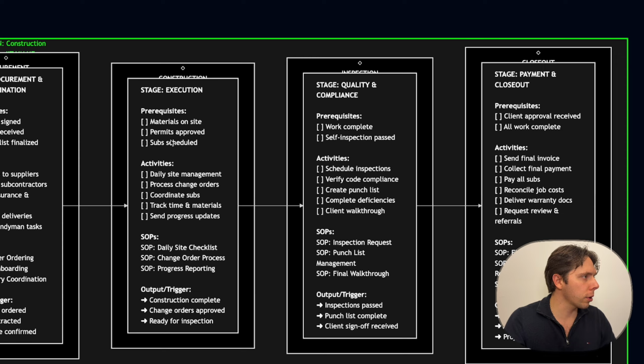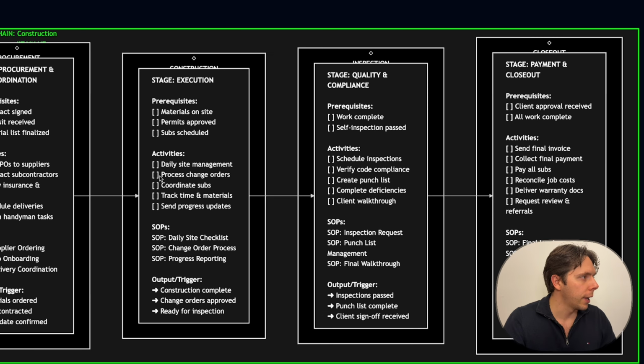Then we go into the execution as usual. Material on site, permit approved, activities: daily site management, so your project management, change orders sometimes if there are modifications that happen, coordinate subs, time and material, timestamp when people come onto your job and they punch in. And then send progress updates with photos, notes, whatever it takes. The SOPs: daily site checklist, change order process, progress reporting, and then at the end, the construction has to be complete. The change orders were all approved, of course, and it's ready for inspection.